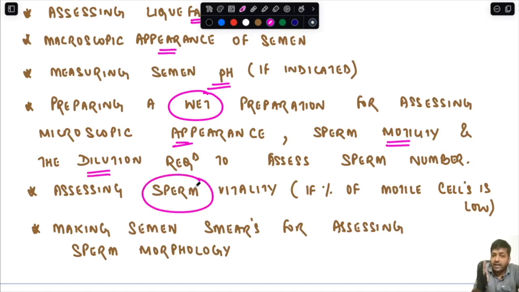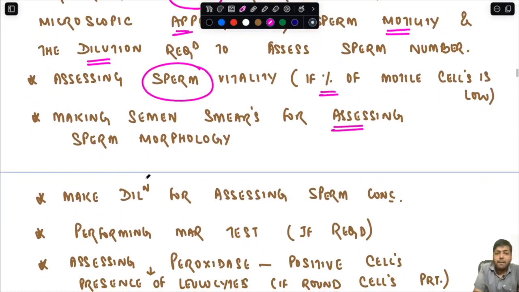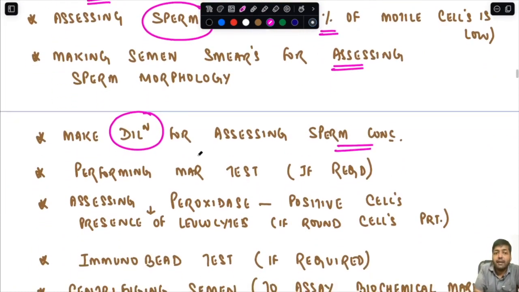Sperm vitality testing is only carried out if the percentage of motile cells is low. If there are less than 40% motile sperms, then we carry out the sperm vitality test. Then making the semen smears for assessing sperm morphology, and making a dilution for assessing the sperm concentration. Performing the MAR, mixed antiglobulin reaction test, which is the immunological test, if required, is done during this time.